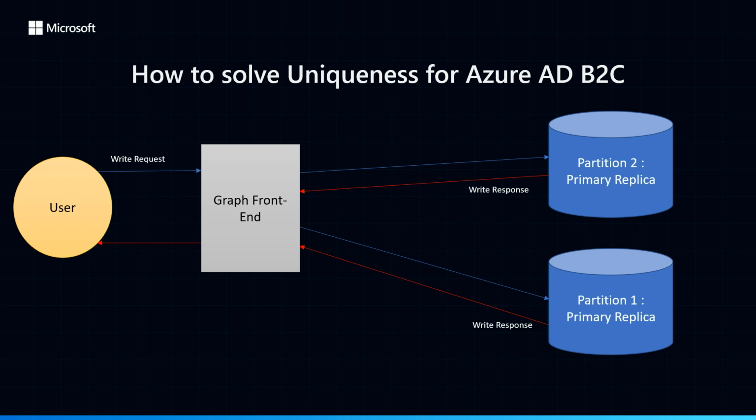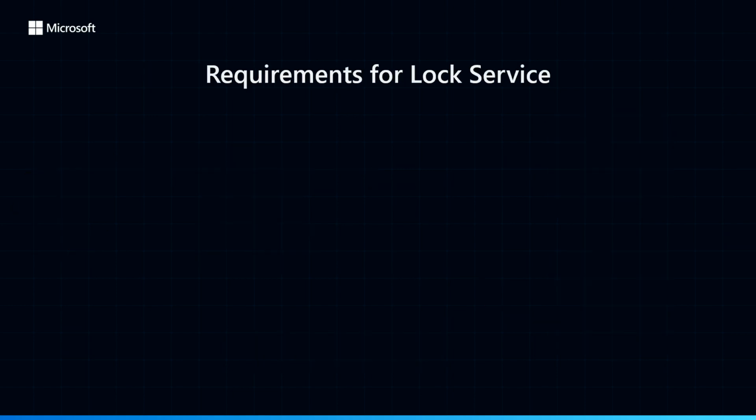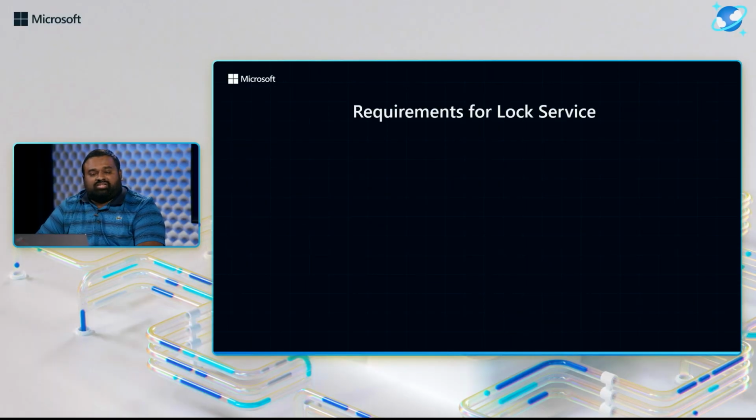To solve this problem, we introduced an external locking service. Now let's go into the requirements for the external locking service. We wanted a service that is tolerant to single Azure region outages. Our B2C customers span across geos, and so we do not want a single region going down to cause a complete B2C outage.